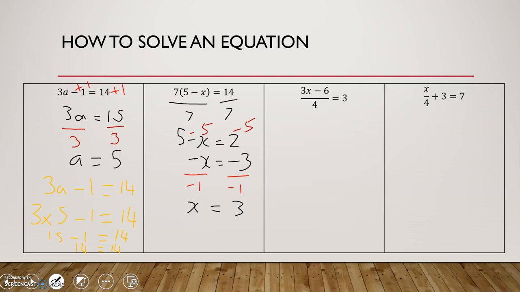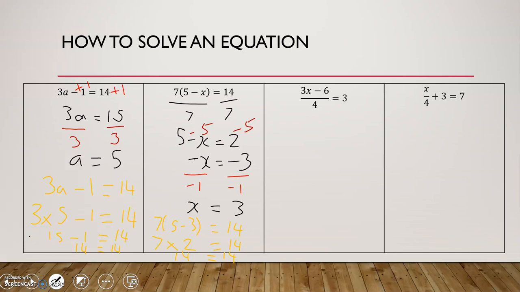You can also check this answer using substitution. So you would then have 7 outside of 5 minus 3 equals 14. So you would have 7 times 5 minus 3 is 2 equals 14. So we have 14 equals 14.